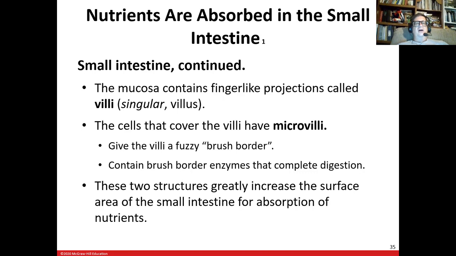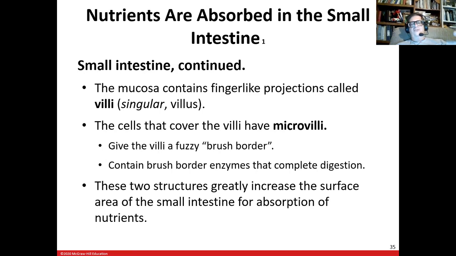Moving on. All right, the small intestine has lots of finger-like projections sticking up called villi, and the cells that cover the villi, they have their own little projections called microvilli. So we have circular folds covered in villi. Each one of those is covered in cells that are full of microvilli. Those microvilli form this little brush border, and there are brush border enzymes that are in the plasma membrane of the cells that line the villi, and those do huge amounts of breakdown.